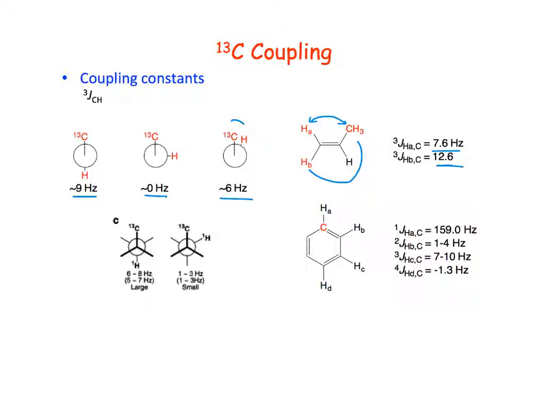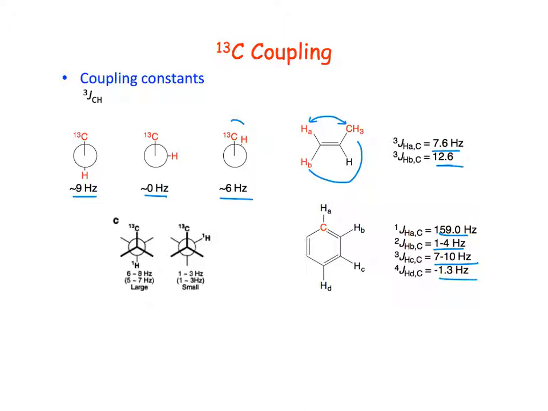And if we have couplings around a benzene ring, notice that the 1 bond coupling is 159. So these are all couplings to that red carbon. If they're ortho, from B to that carbon, 1.1 to 4. If they're 3 bond, it's bigger, 7 to 10. And when it's 4 bond, then it's negative, but it's small again.